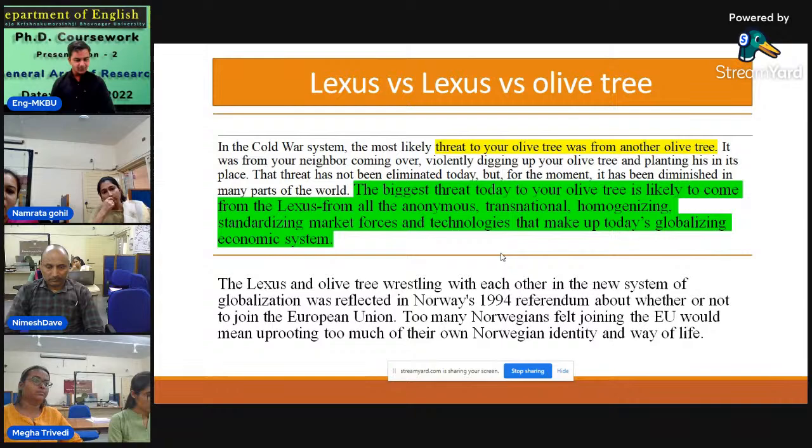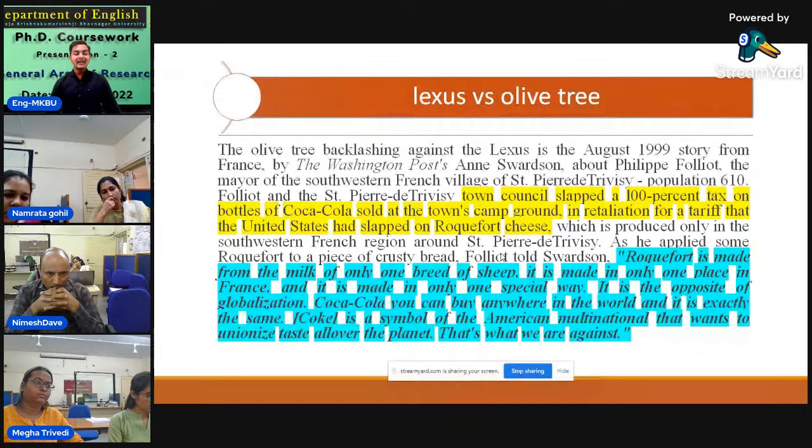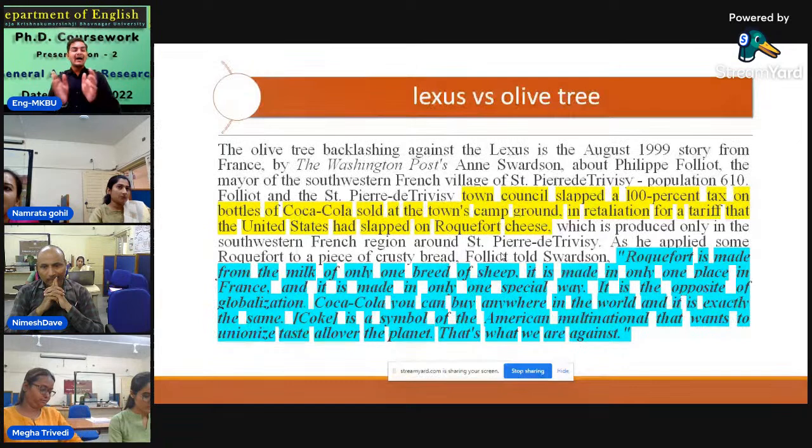Next slide. The olive tree backlashing against the Lexus is a 1999 story from France, an interesting incident. There is a town council that slaps a 100% tax on bottles of Coca-Cola. Coca-Cola is an American company, and in a village in France a 100% tax is imposed on it, saying that Coca-Cola should not be sold in this area.